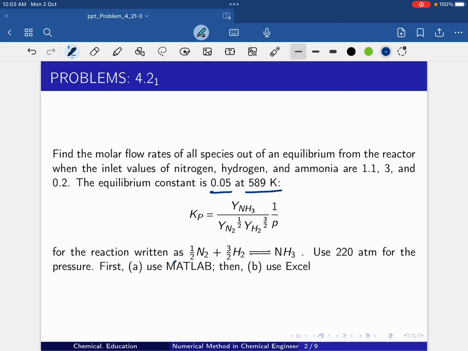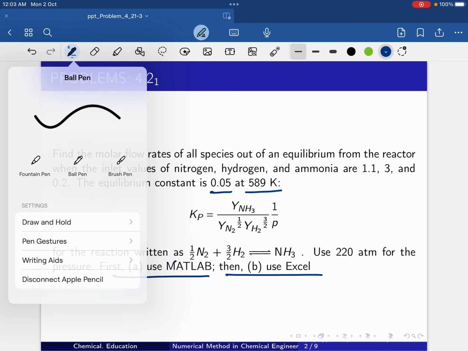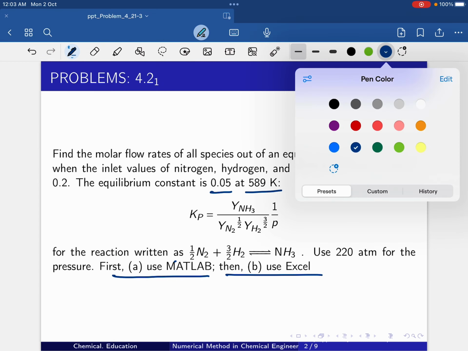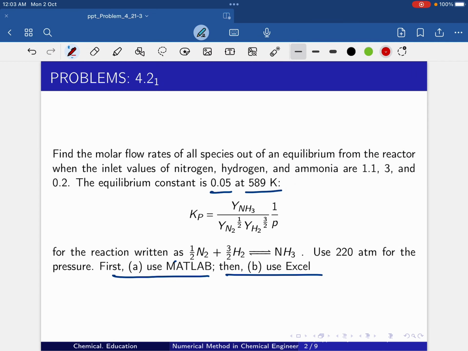First use MATLAB and then use Excel. Here I'm solving this problem by using MATLAB, and later I'll post another video in which I solve the same problem by using Excel. Now here I'm doing it by using MATLAB. I have to formulate the problem, then I'll solve it, and then I'll show you the answer.